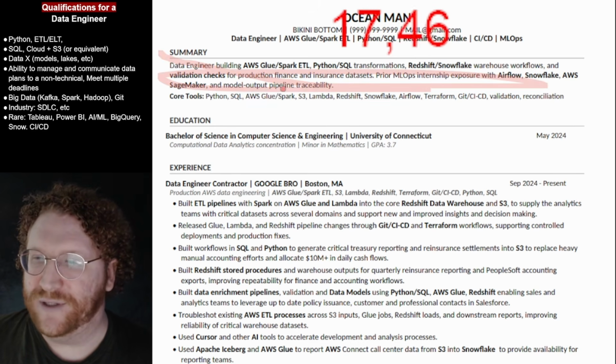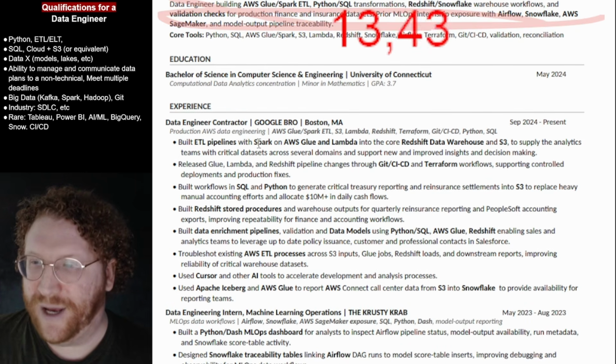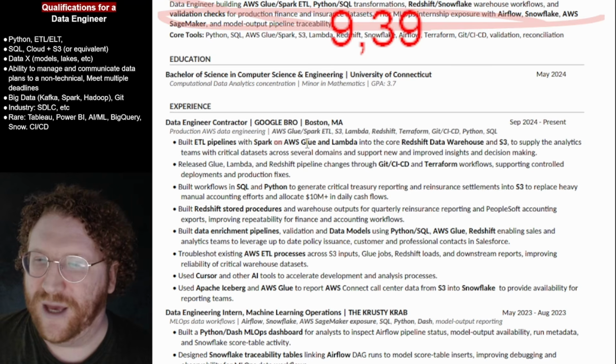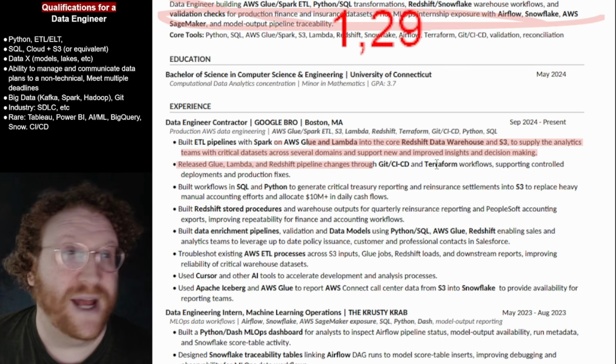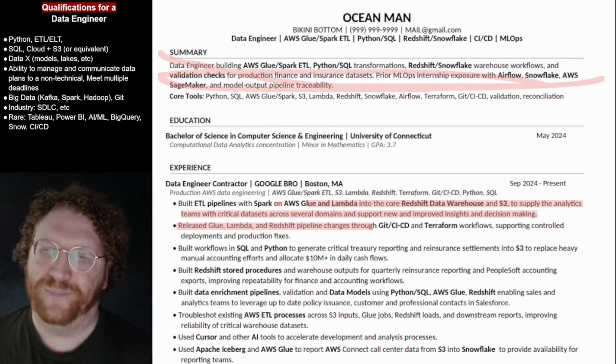Nothing here counts. Data science, okay, that's good. Built ETL pipelines with Spark, good. On AWS, nope. And maybe Lambda for Redshift warehouse, doesn't count. What does that mean? I don't know. Release glue, Lambda, Redshift, you already said that. CI/CD is a nice to have. And time.